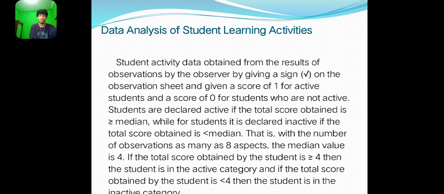And the next, data analysis of student learning activities. Student activity data is obtained from the observer's observation by giving a check mark on the observation sheet, with a score of 1 for an active student and a score of 0 for students who are not active.